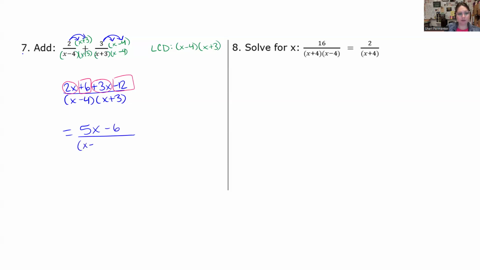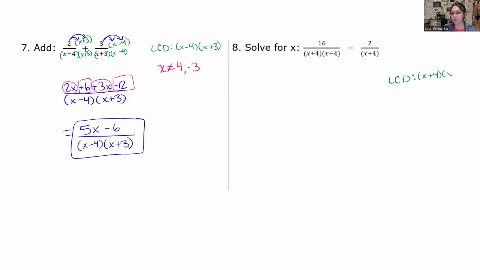My denominator doesn't change. I could also list my undefined values. They come from the denominator. So x could not be equal to 4 or negative 3. This is my answer. Over here, to solve, I have to first identify the lowest common denominator. My lowest common denominator is going to be x plus 4 and x minus 4.